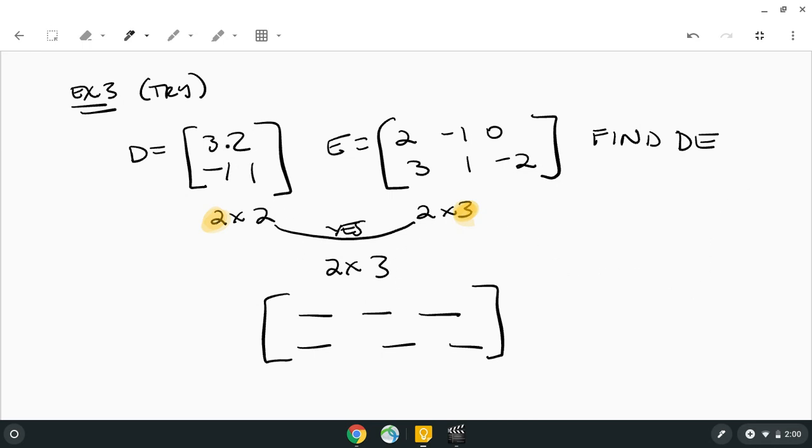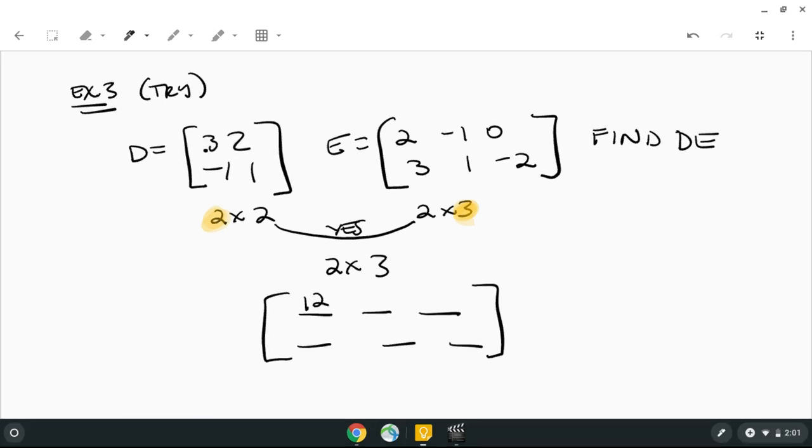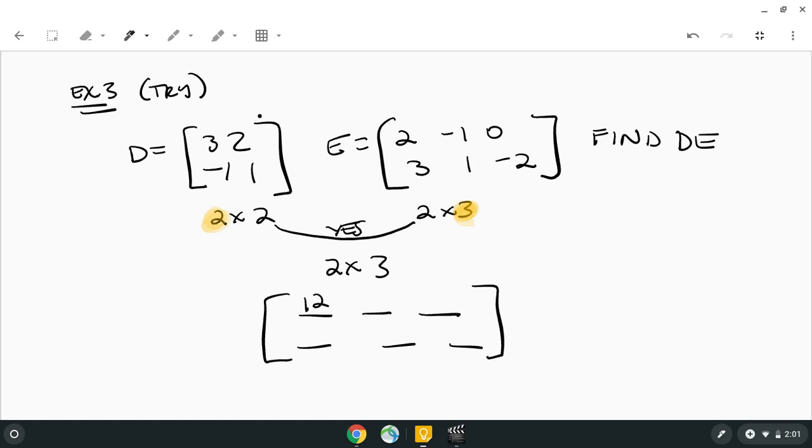All right, so I'm going to use this first row, first column. 3 times 2 is 6. 2 times 3 is 6. So we get 12. Next column, still on the first row. Second column. 3 times negative 1 is negative 3. 2 times 1 is 2. Negative 3 plus 2 is negative 1.